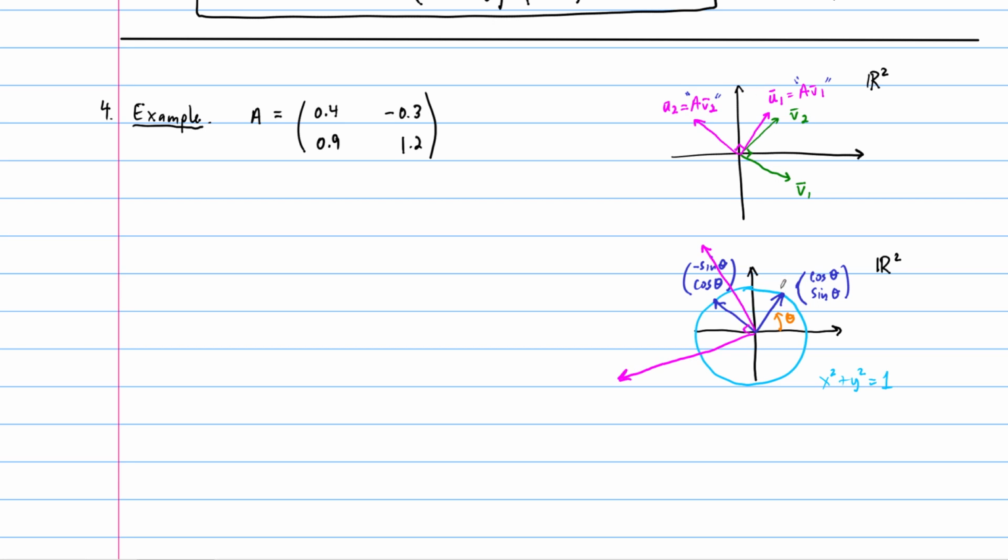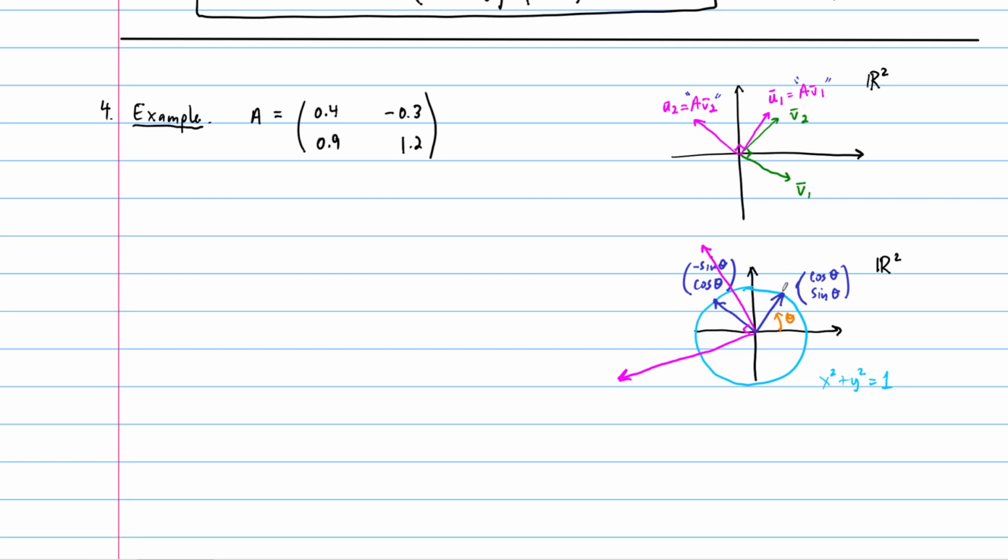And so the idea here is that it doesn't matter. There could be some reflection happening here too. So maybe the image of this one is this vector, and the image of this one is this vector. We don't know. It depends on A. It all depends on A.